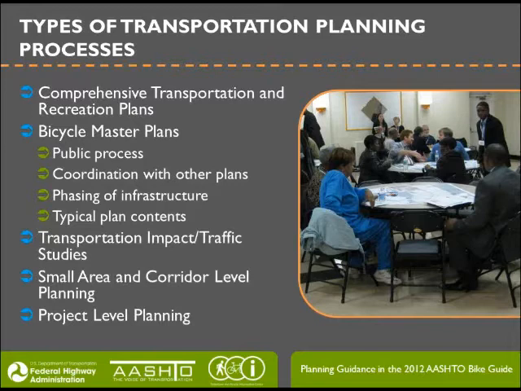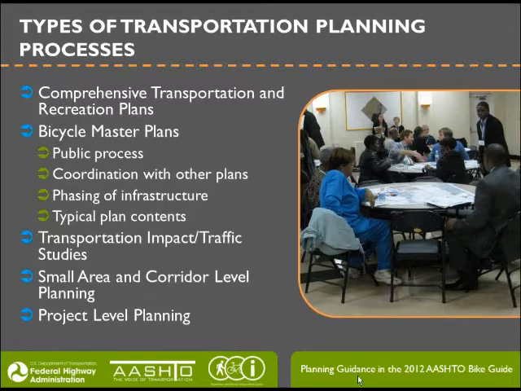The second point under bicycle master plans, I think, is particularly important: coordination with other plans. In other words, bicycle plans are not intended to be totally isolated, but need to work with other plans and other modes like freight mobility or transit or whatever the case may be. And then, of course, it talks about phasing, and I'll have another image on that. So it really gives you a good sense of the basics of what should be in a bike master plan.